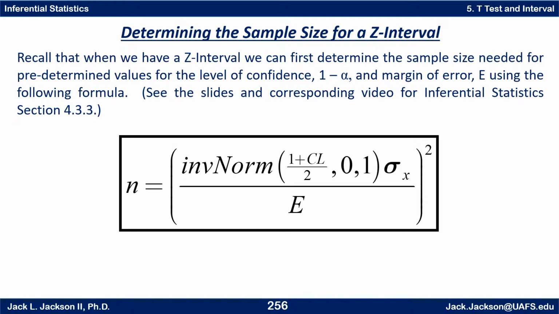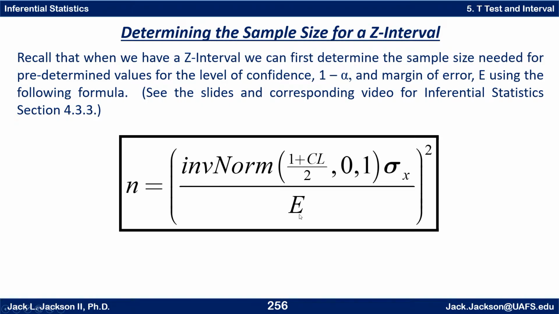So let's start by recalling that for a z-interval, we can first determine the sample size needed for predetermined values for level of confidence, 1 minus alpha, and a margin of error e using the following formula. Section 4.3.3 in this playlist, or in these slides, goes over how we got this formula and using it. But it's a basic little formula.